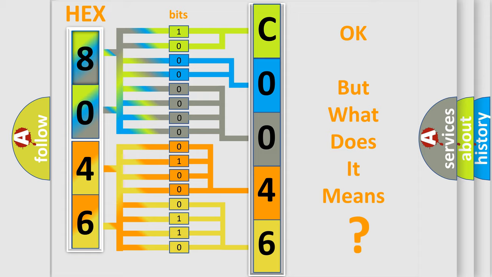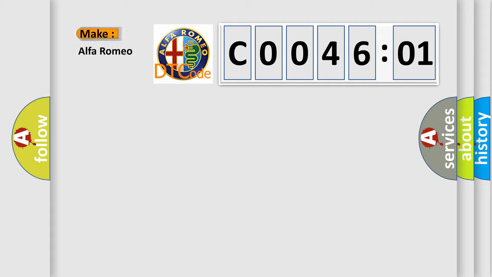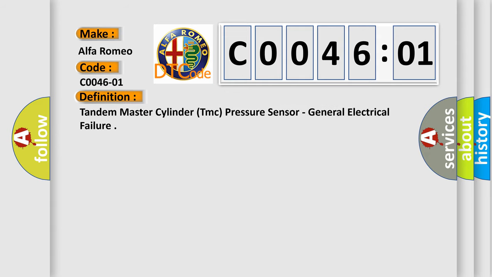The number itself does not make sense to us if we cannot assign information to what it actually expresses. So, what does the Diagnostic Trouble Code C0046-01 interpret specifically for Alfa Romeo car manufacturers? The basic definition is Tandem Master Cylinder TMC Pressure Sensor, General Electrical Failure.